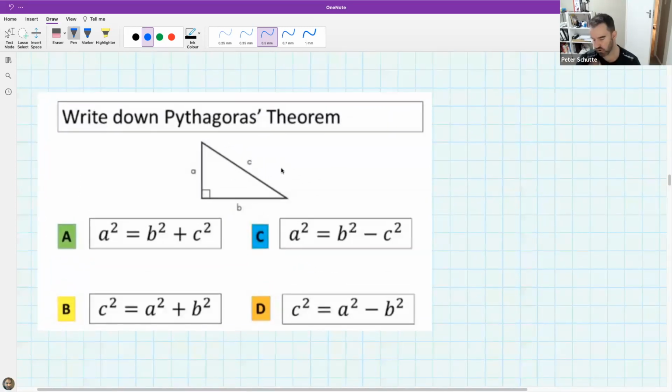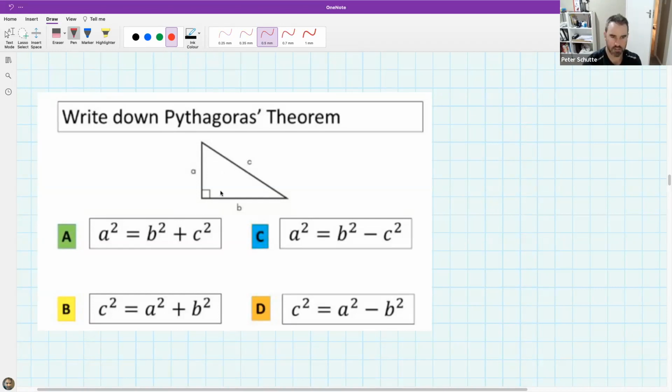I want to talk to you about, here is a right angle triangle, and you may have heard of this theorem called Pythagoras' theorem. Which of these four options is the correct description of Pythagoras' theorem? So it's all good and well to know that a squared and b squared and c squared are involved. But what are the important markers that we need for this one?